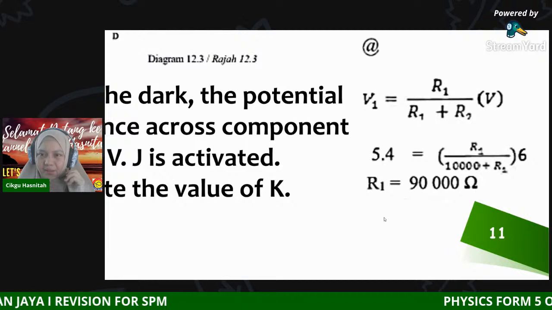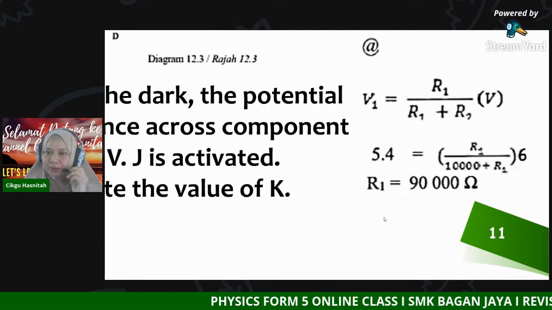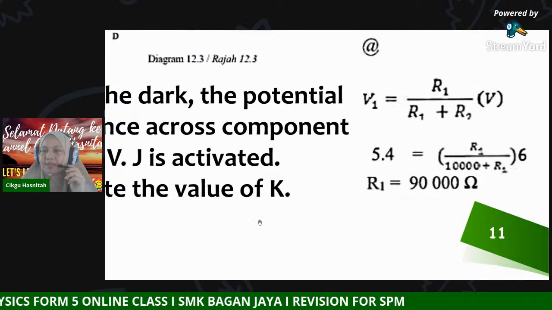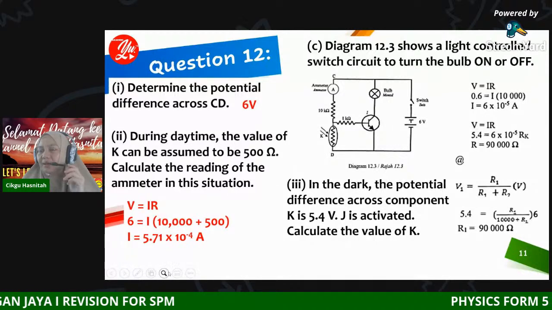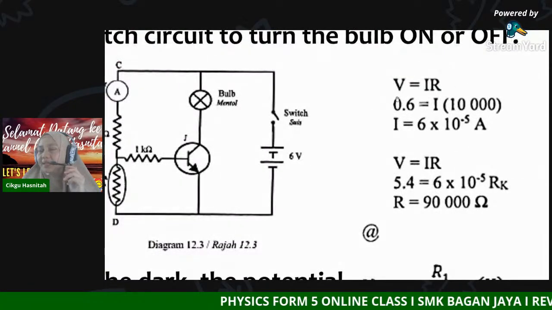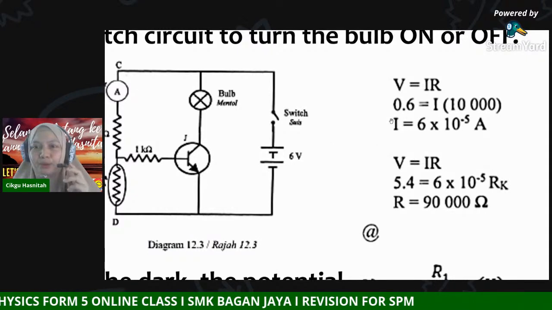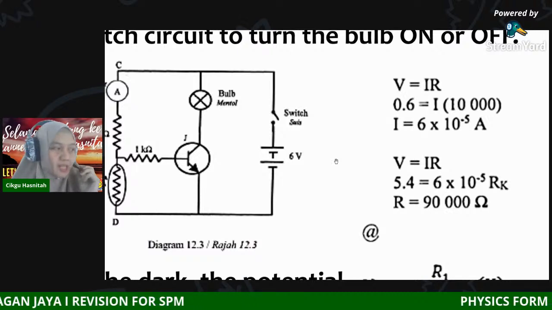Liu Kwang Yu, is it you? Why is the voltage 0.6? Which one? 0.6 is the main voltage for this one. Okay, 0.6, sorry. Oh, it's supposed to be 0.6 or 6? Supposed to be 6, right?